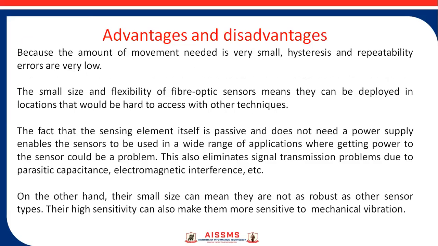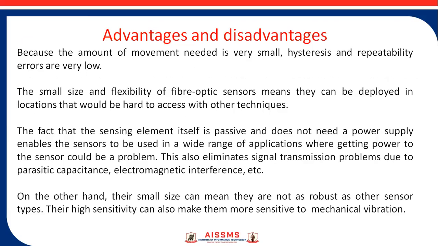Advantages and disadvantages of this optical pressure sensor. Because the amount of movement needed is very small, hysteresis and repeatability errors are very low. The small size and flexibility of fiber optic sensors means they can be deployed in locations that would be hard to access with other techniques.